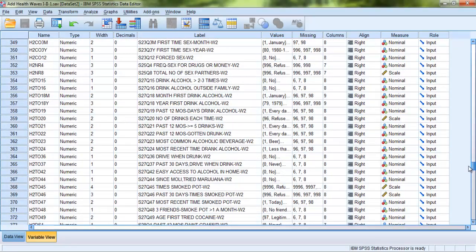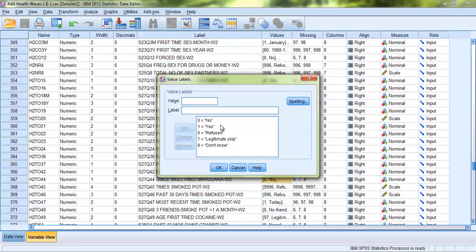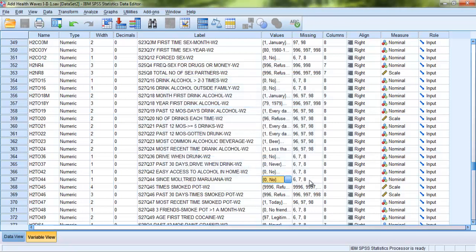We're looking at section 27, question 44: if you tried marijuana since month of last interview. So, since month of last interview, have you tried marijuana? The answer choices here are no, yes, and then there's refuse, legitimate skip, and don't know. We see 6, 7, and 8 are coded as missing. So this is legitimate skip, refused, and don't know. That's the marijuana variable.